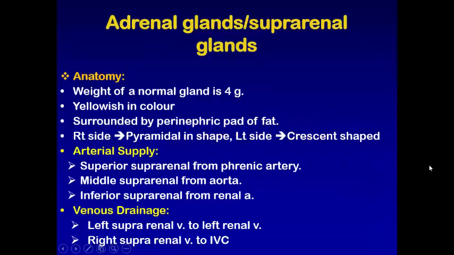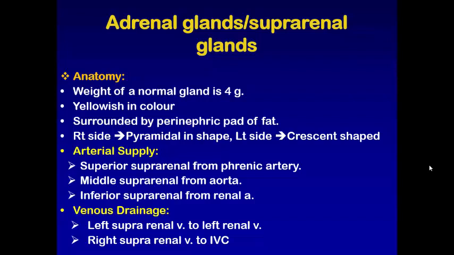Let us now talk about the adrenal glands, or what we call the suprarenal glands. We have right and left suprarenal glands. Anatomy of the suprarenal glands: the weight of a normal gland is about 4 grams, yellowish in color, surrounded by a perinephric pad of fat. The right side is pyramidal in shape, while the left side is crescentic in shape.